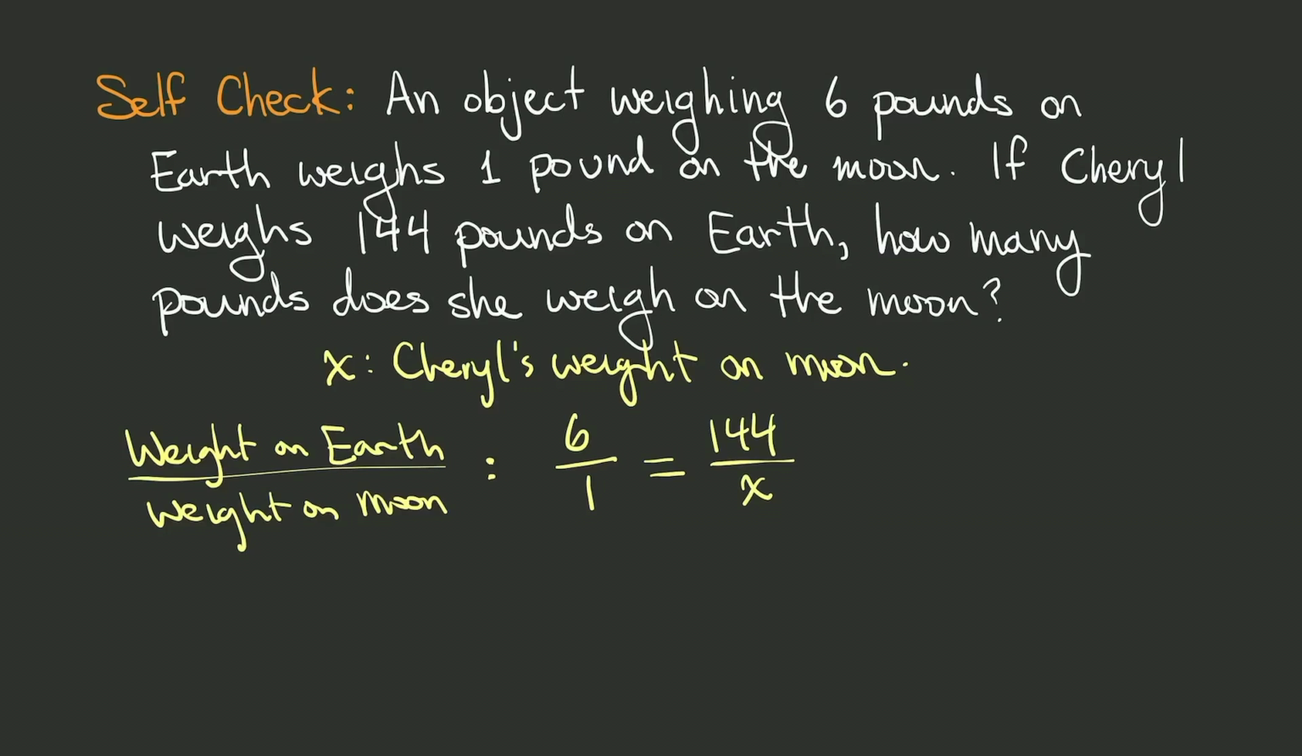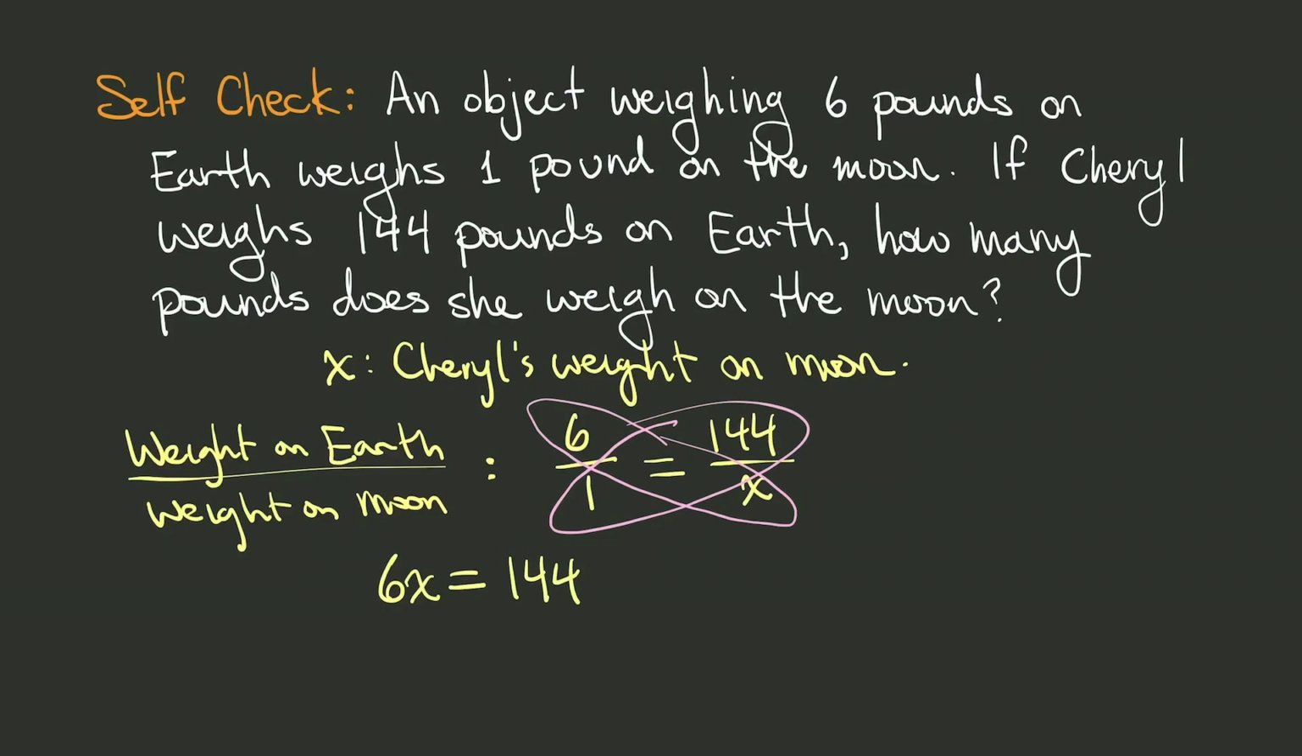Since x is in the denominator, we'll cross multiply. So we'll take 6 times x, and that's going to be equal to what we get when we multiply the other diagonal, 1 times 144, which just gives us 144. So now we're going to divide both sides by 6, and we end up with x is equal to 144 over 6, which is 24 pounds. Now this doesn't make any denominator 0 in our original equation, so this will be our solution.